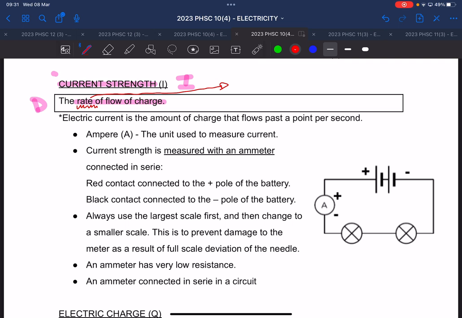The rate at which the learners will leave the school at 11 o'clock will be triple speed, right? So rate refers to the speed, or divided by time. So rate means divide by time. Okay. So the rate of flow of charge, so the current is how many charges pass a point per second.